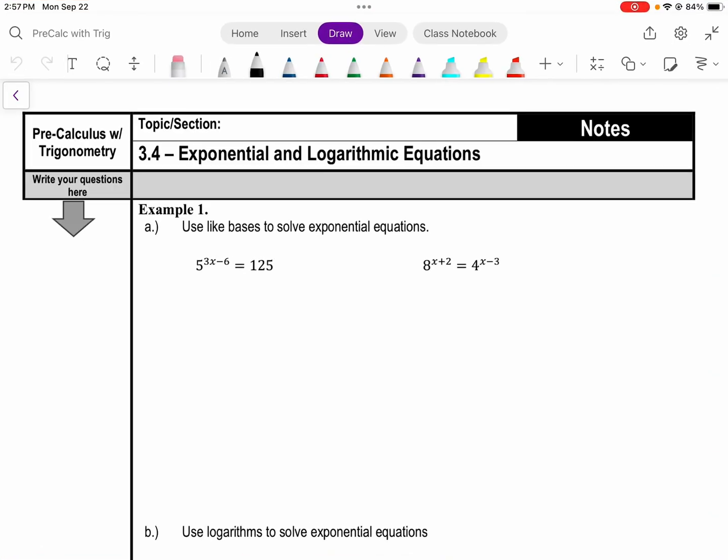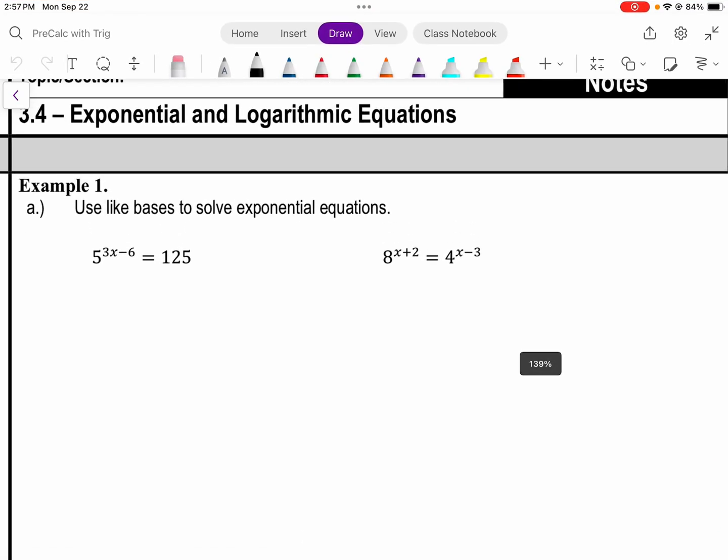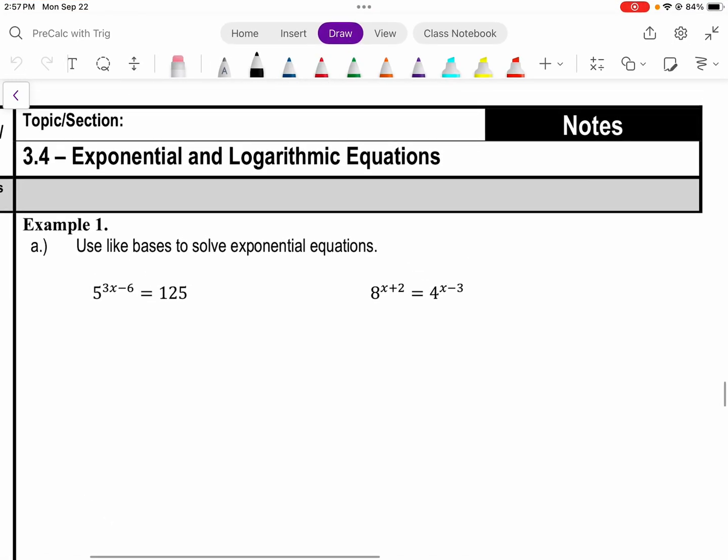We're going to go over exponential and logarithmic equations. Again, this is a pretty hectic one. There's a lot of information. Again, a lot of this you saw in Algebra 2. Probably would have taken you a couple days. We're going to do it in one.